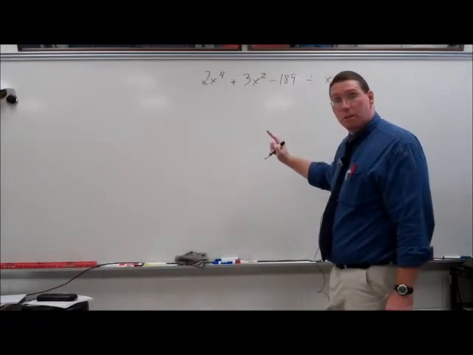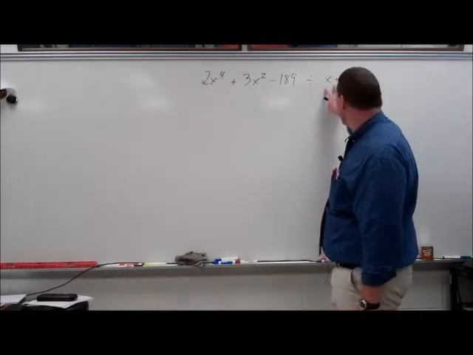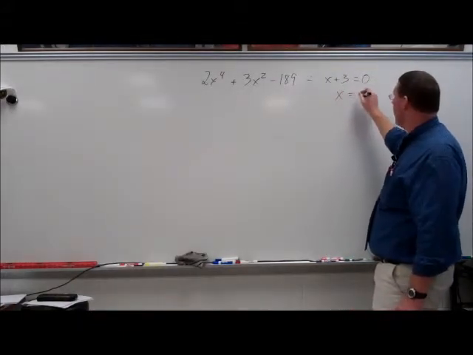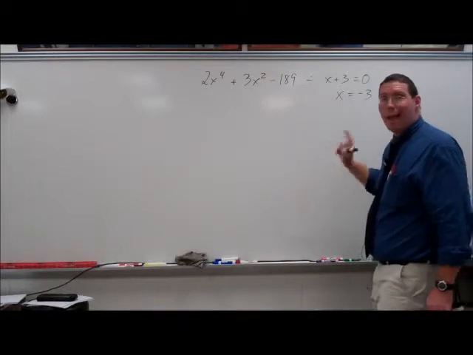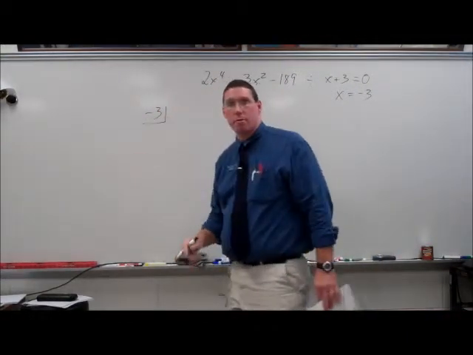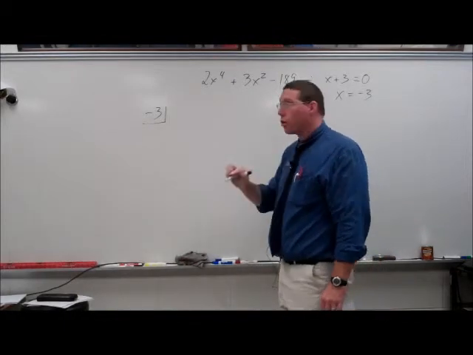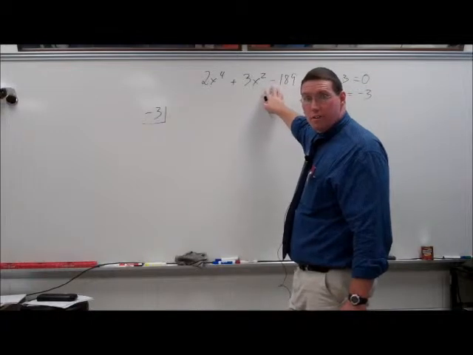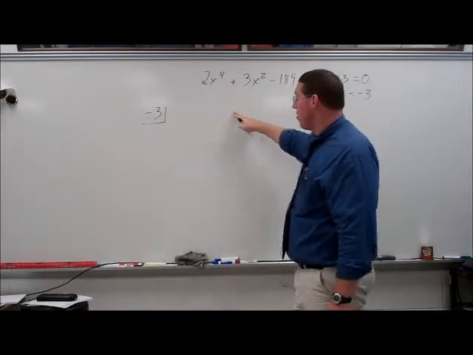Remember, the very first thing we do, we always take the divisor, set it equal to 0, and solve for x. So x is going to be -3. And -3 is what we're going to put in the half box. So that's the first step. Then we're going to bring the coefficients of our dividend down into this line.